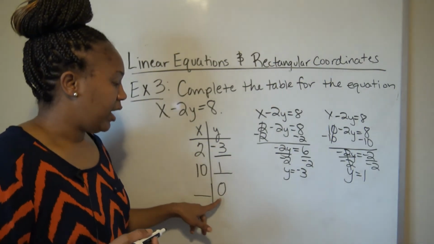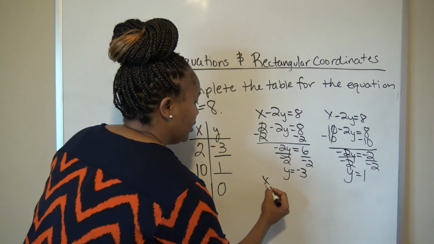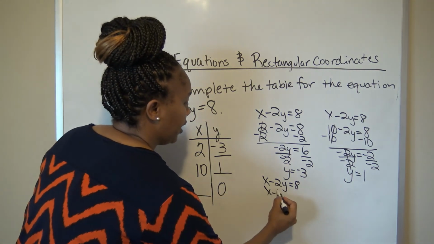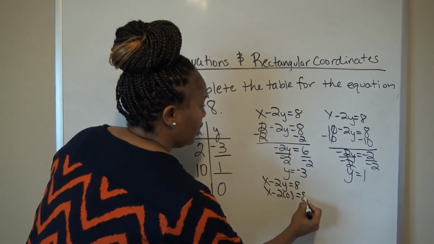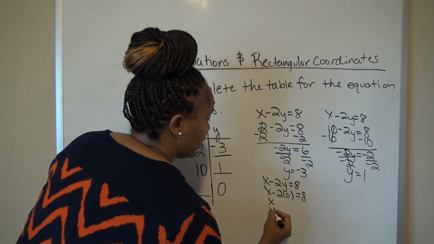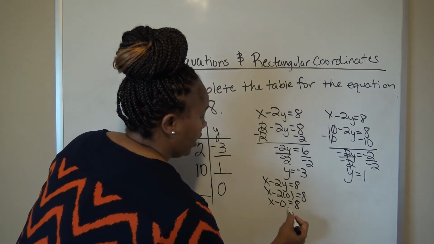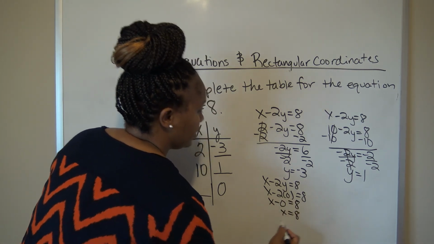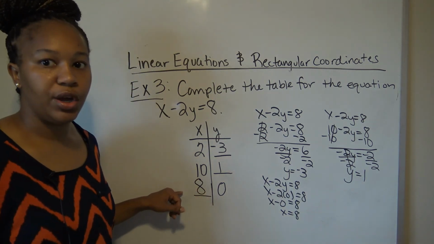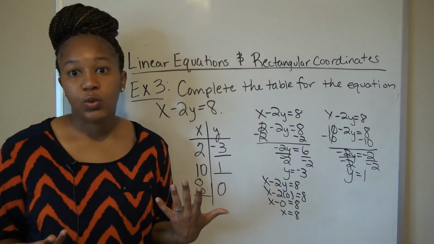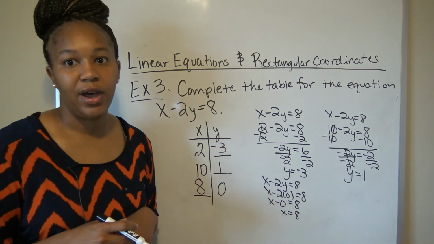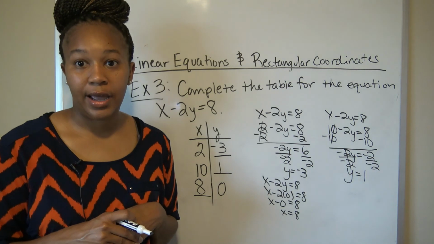Now this last one, it actually gives us the value of y. So we will replace y this time with 0. So x minus 2 times 0 equal to 8. Well, 2 times 0 is 0. So that's x minus 0 equal to 8. x minus 0 is just x. So x is equal to 8. So the missing value that goes there will be 8. And so that's how you would complete the table. You will just use the value that's given and find the value of the other variable that's not given.